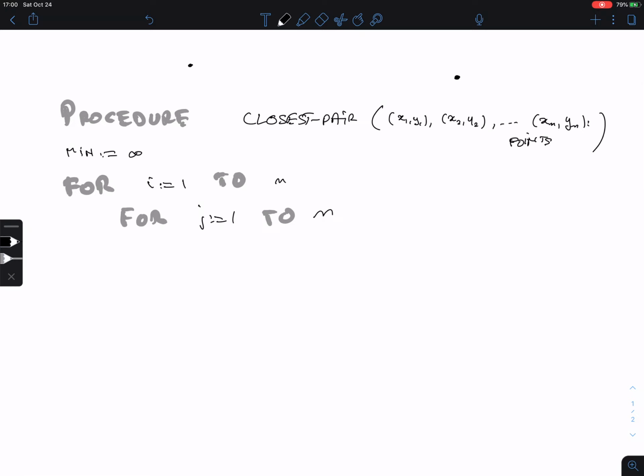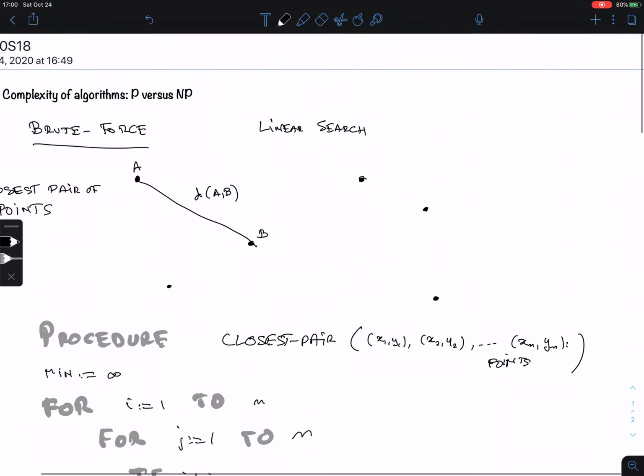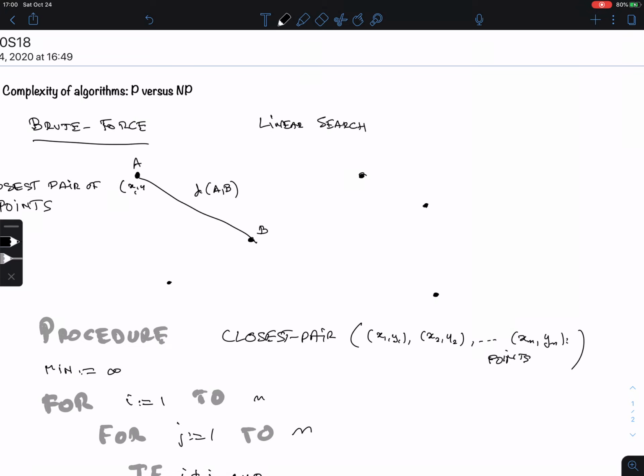So what I then do is, if i is different from j, because the if-then is part of the pseudocode, so if i is not j, I have to exclude that part, and the distance. Now, what's the distance formula? If this is (x1, y1) and this is (x2, y2), then the distance is given by the radical of (x2 minus x1) squared plus (y2 minus y1) squared. That's the distance formula, if you still remember that.